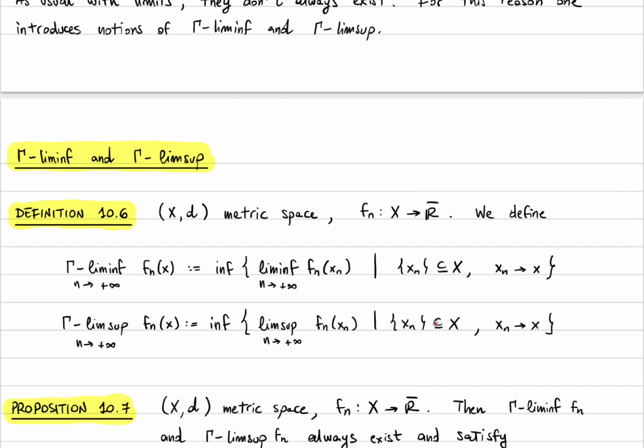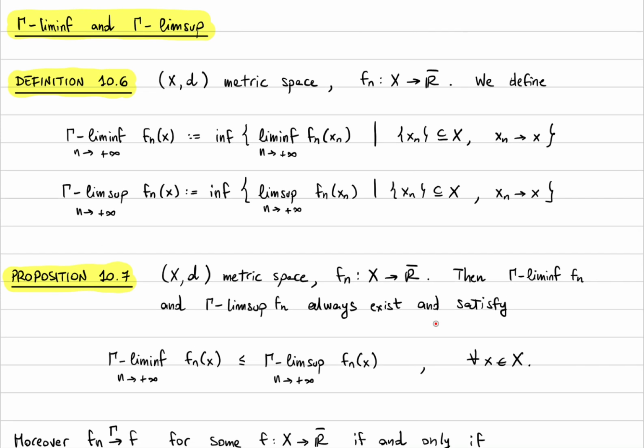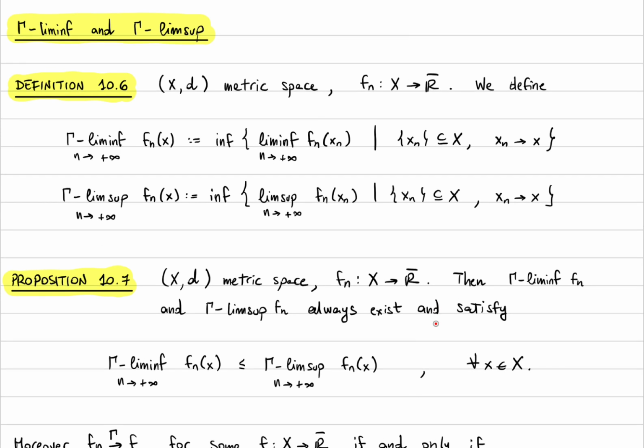Okay. So let's start with the definition of gamma lim-inf and gamma lim-sup. And again, sorry, here I really messed up all the numbering. This is 11.6, this is 11.7.